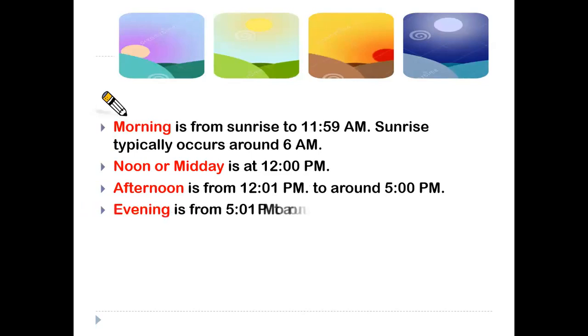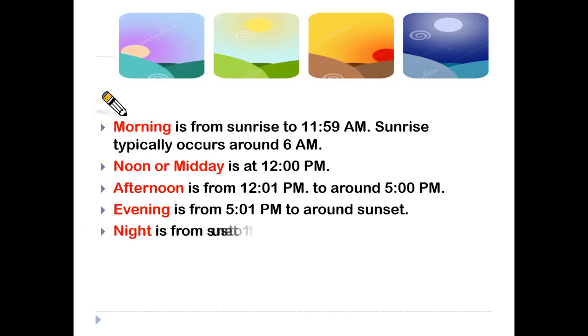And the evening is from 5:01 p.m. to around sunset, which means that the sun is coming down and the moon is coming up. The sunset may vary among the different countries. There are countries where the sunset goes at 7 p.m., like in Venezuela, most of the time, and there are countries where the sunset is set at 8 p.m. or even at 9 p.m. It will depend on the season.